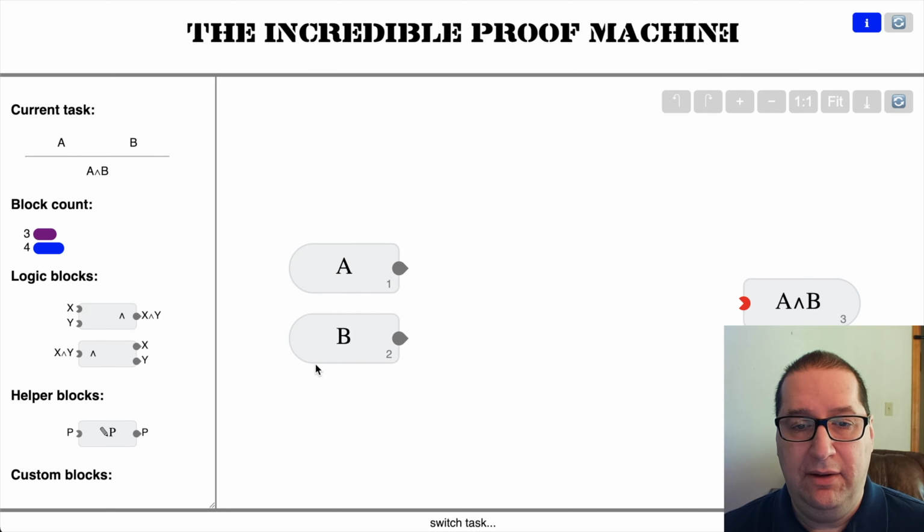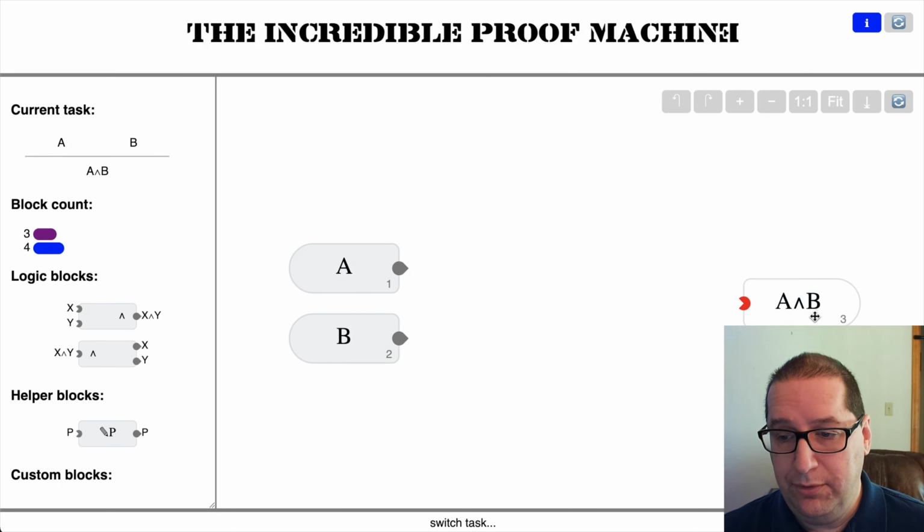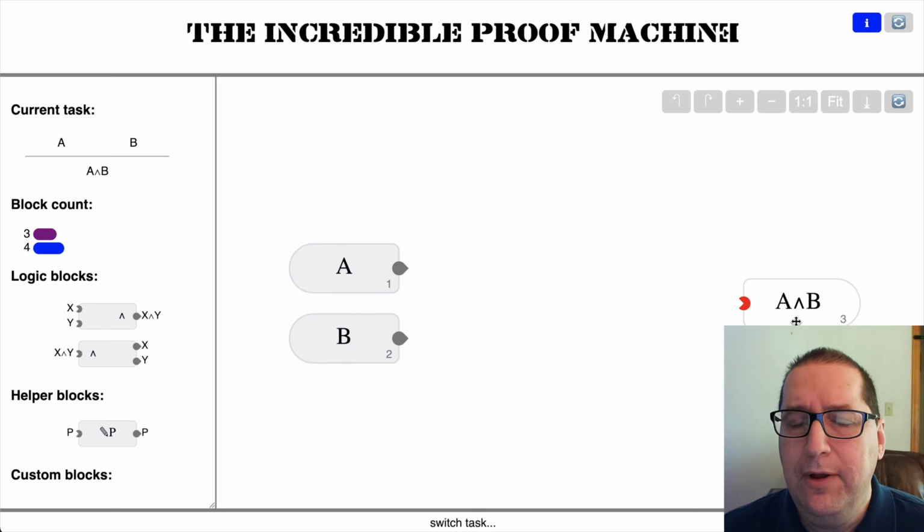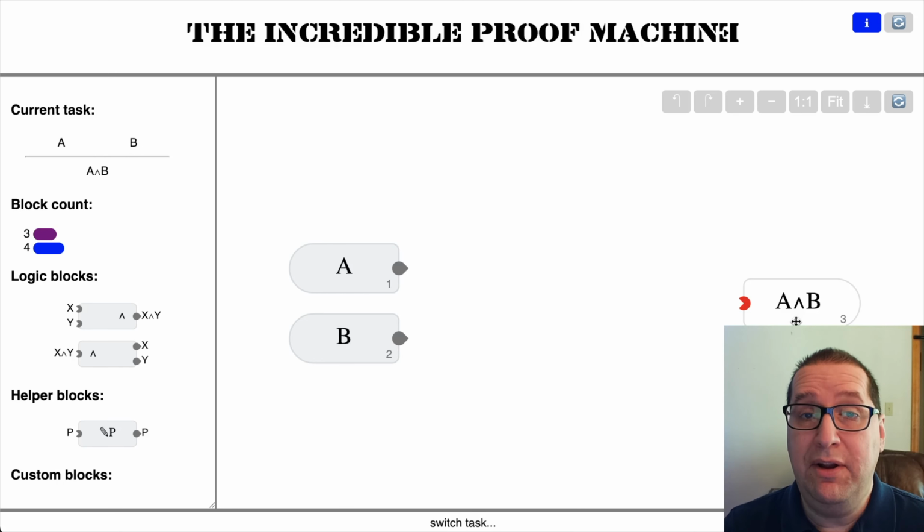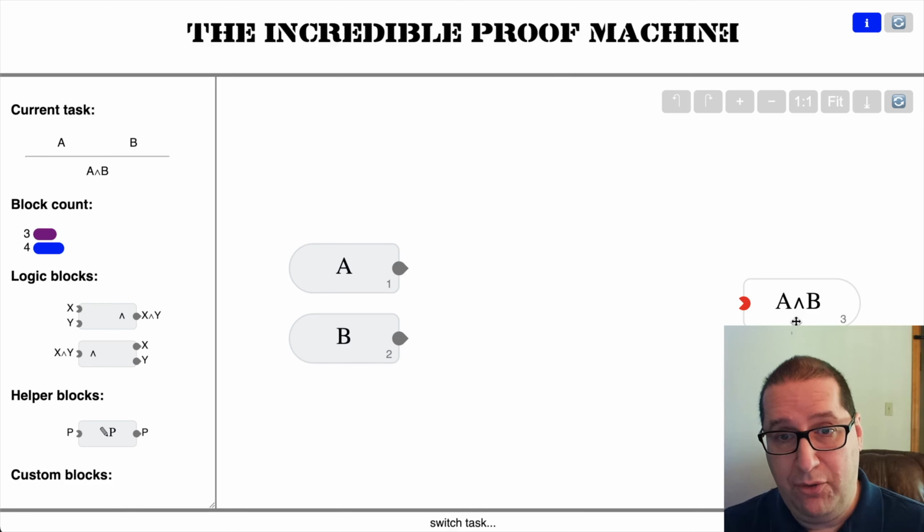We've got A and we've got B, and we want to prove A and B. And the and symbol here is this little caret, this little up-facing caret or circumflex. This gets to one of my very few criticisms of the Incredible Proof Machine.